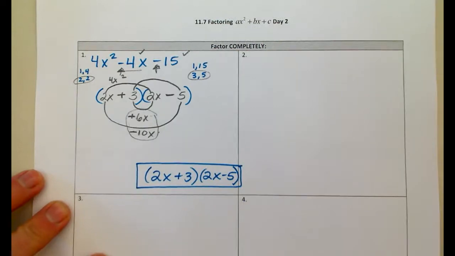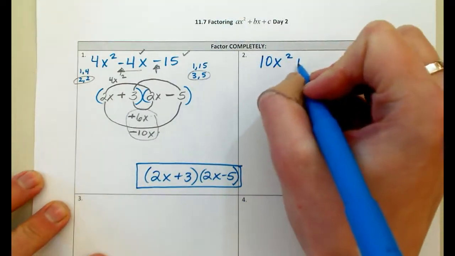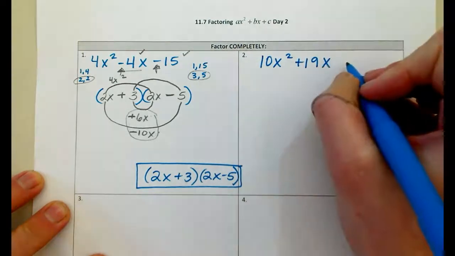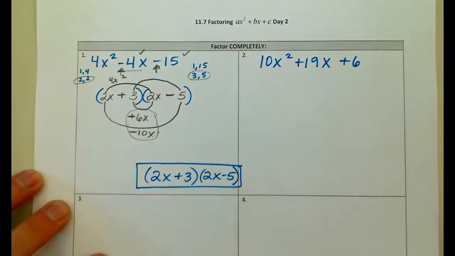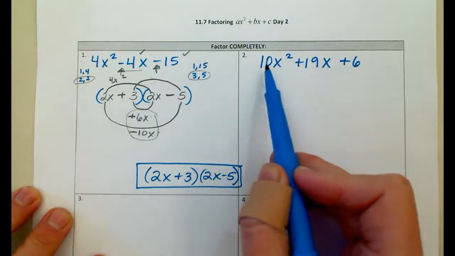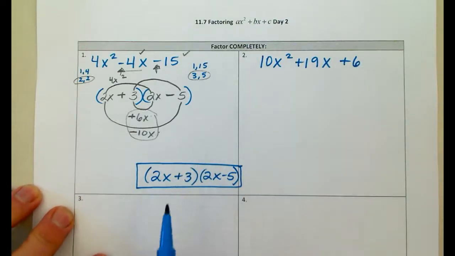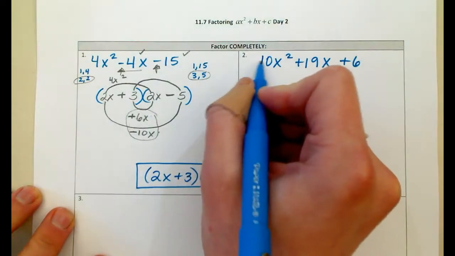Okay, number 2: 10x squared plus 19x plus 6. First, I'm going to check for GCF. None of these terms have a number in common, nor do they have variables in common, so I do not have a GCF. The next step, I'm going to list off my factors for my number 10.